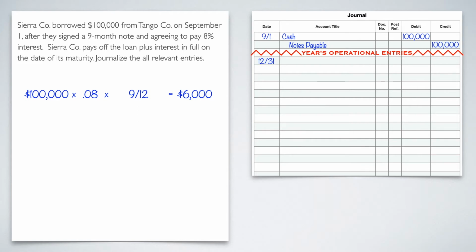So how do we do that? We take the total interest that we found, multiply it by the amount of time from start date to December 31st, and that will give us our interest incurred by December 31st. So our total interest is 6,000. The total amount of time from the start date, which is September 1st to December 31st, that's going to be 4 months of the 9 months total. So we'll do 4/9. And that will give us an interest incurred just by December 31st of $2,667.